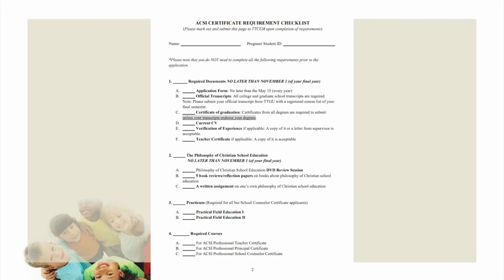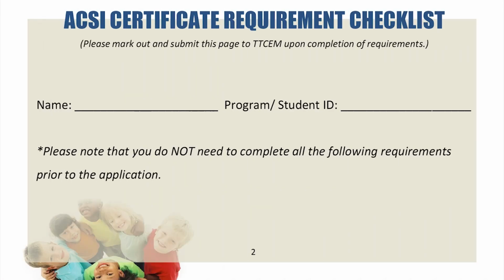The second one that we are going to take a look at is the ACSI certificate requirement checklist. We are going to take a look at each requirement one by one together from now on. And before that, I want you to remember that you need to mark off this page and submit it to TTCM upon completion of all your requirements. So you do not need to complete all the following requirements before your application.